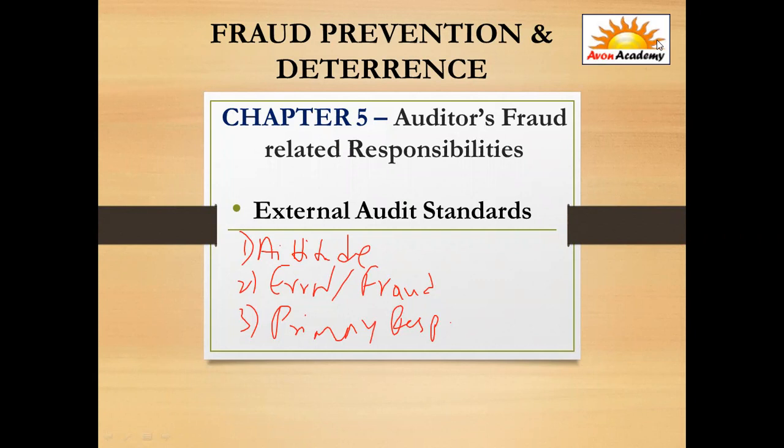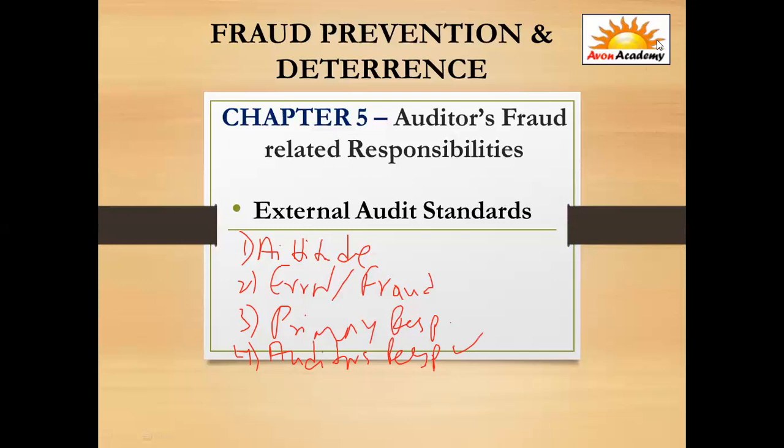Then the fourth one: what is the responsibility of the auditor? The auditor's responsibility here is to obtain reasonable assurance that the financial statements, taken as a whole, are free from material misstatements, whether caused by error or fraud. So it is an unbiased assurance that he has to give. This is what you can see under ISA 240, ISA, not IAS, ISA 240.